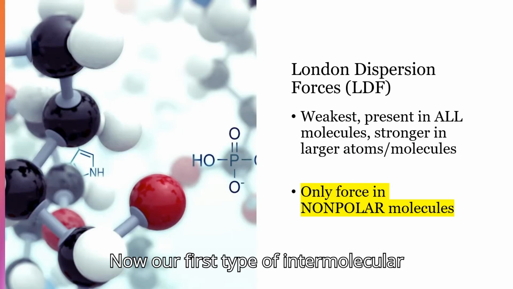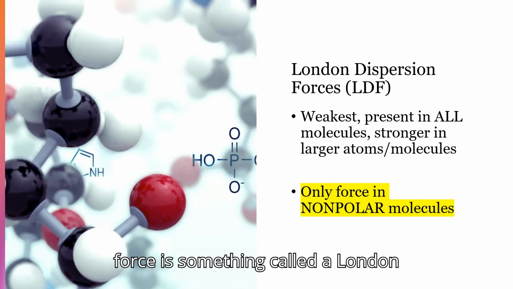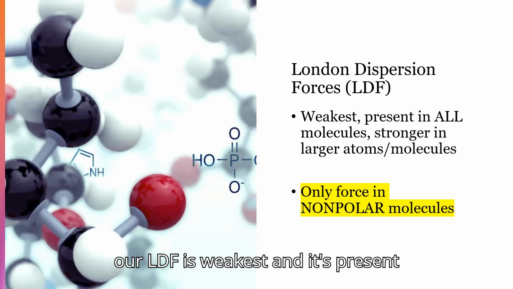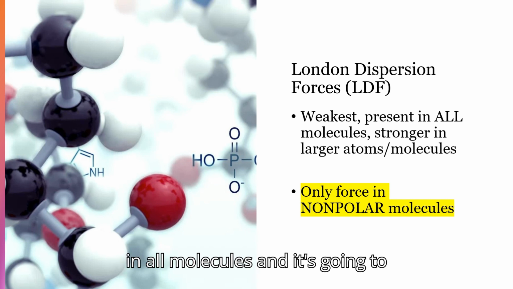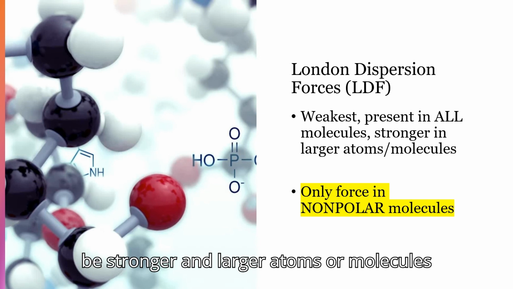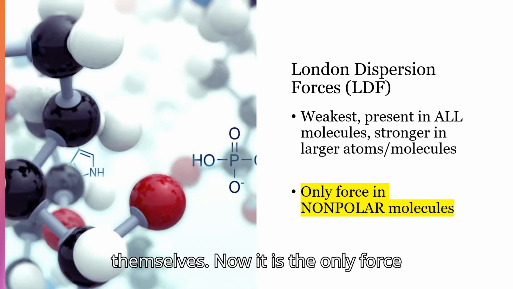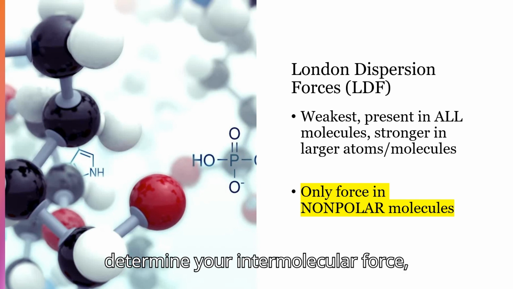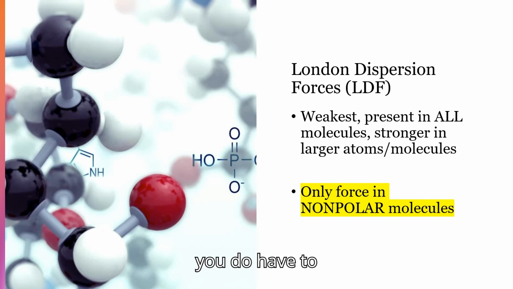Our first type of intermolecular force is called a London dispersion force, abbreviated as LDF. LDF is the weakest and it's present in all molecules, and it's going to be stronger in larger atoms or molecules. It is the only force in a nonpolar molecule. So, in order to determine your intermolecular force, you do have to determine polarity. Our London dispersion forces are only found in nonpolar molecules.